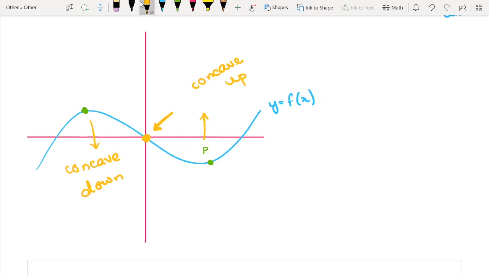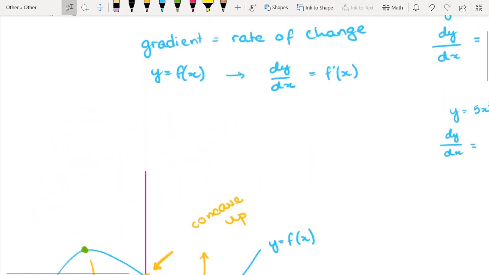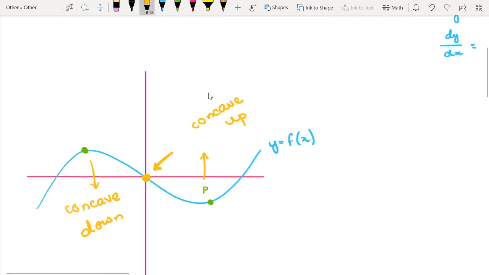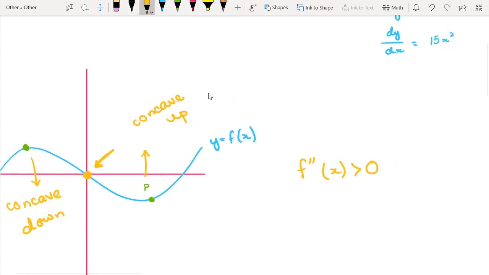What we can actually do is double differentiate the function, what's called f double prime of x. If that is positive, so if it's greater than 0, then we know that it's a concave up graph. So this is concave up. On the other hand, if we double differentiate it and we get f double prime of x is a negative number, so it's less than 0, then we know that it's a concave down graph.